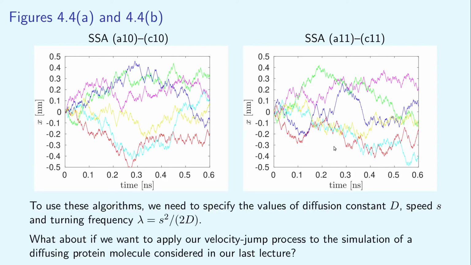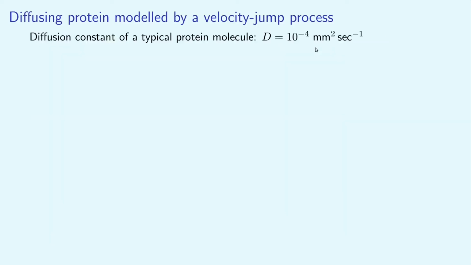These two plots were calculated for such values, and you might have noticed that the units on the time axis are nanoseconds and the units on the space axis are nanometers. And there is a good reason for such small values. In our simulations, we use the diffusion constant of a typical protein molecule as 10 to minus 4 mm square per second. The same value was also used in our illustrative simulations of position jump processes.